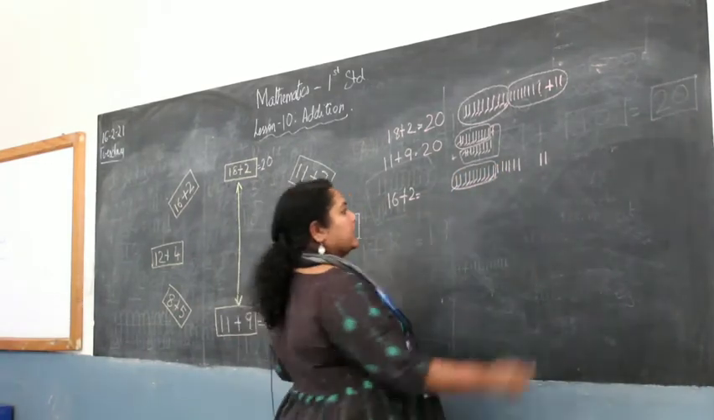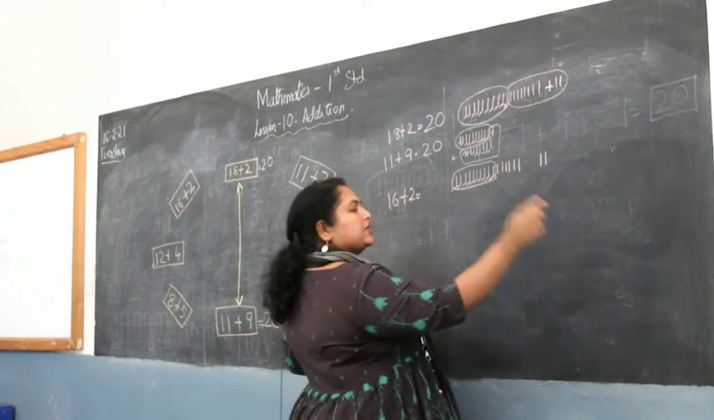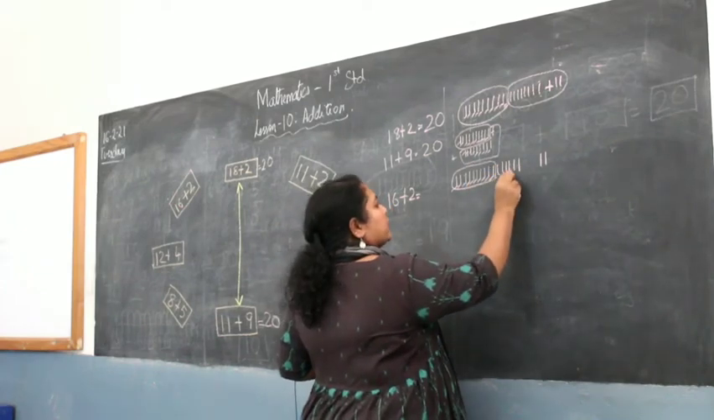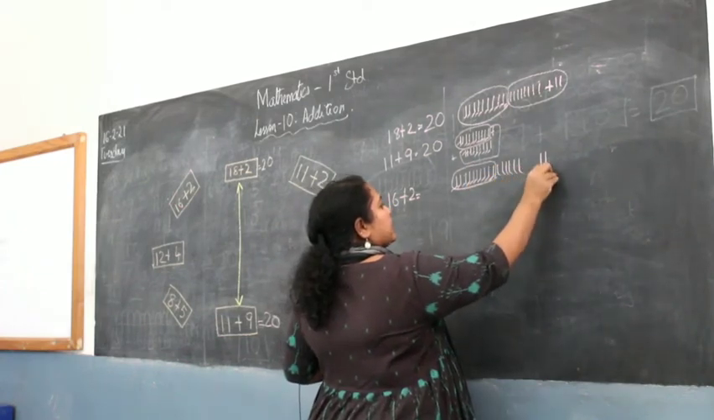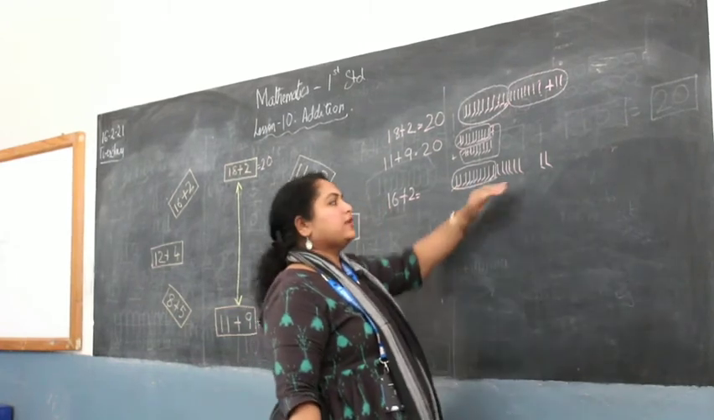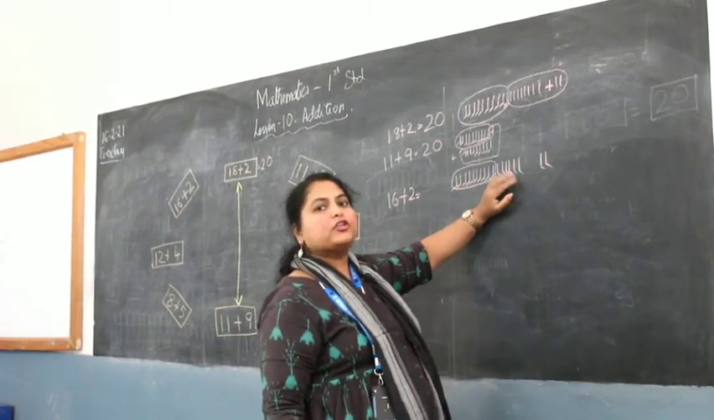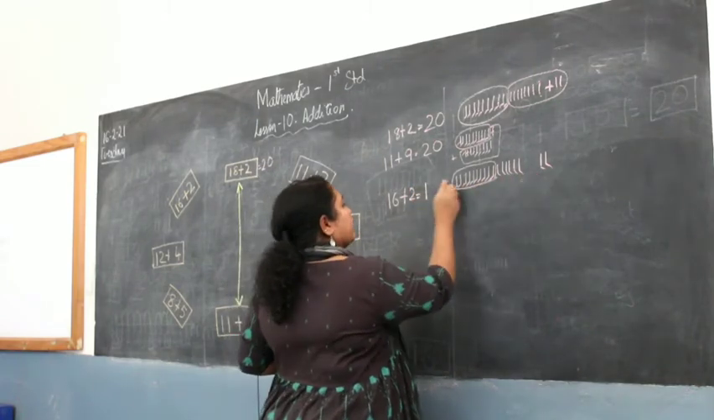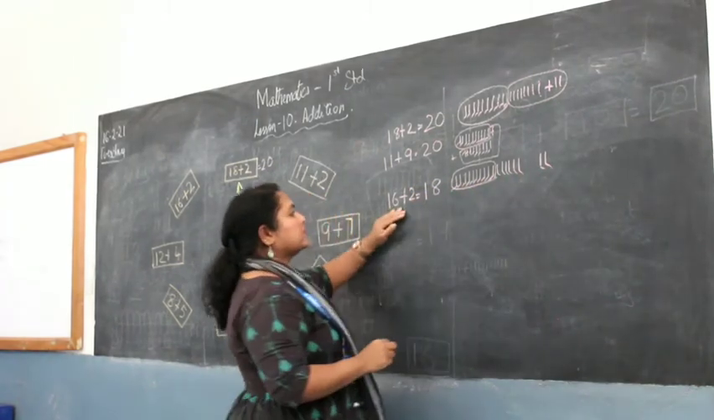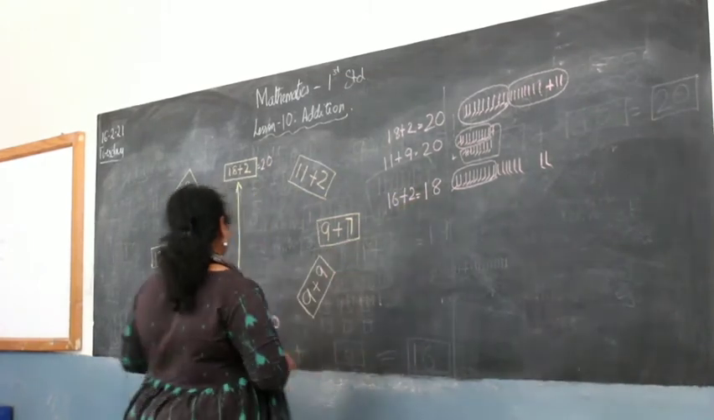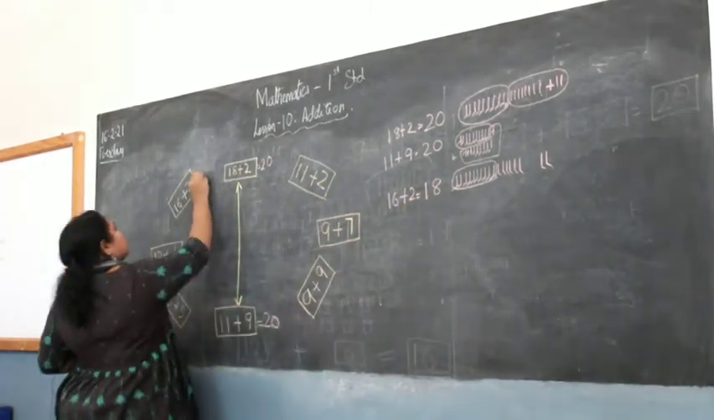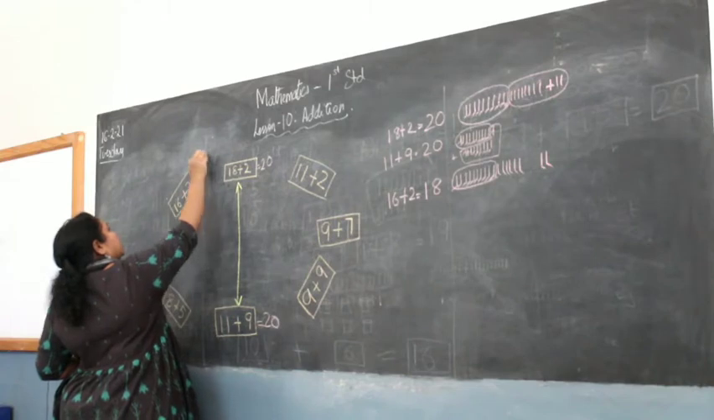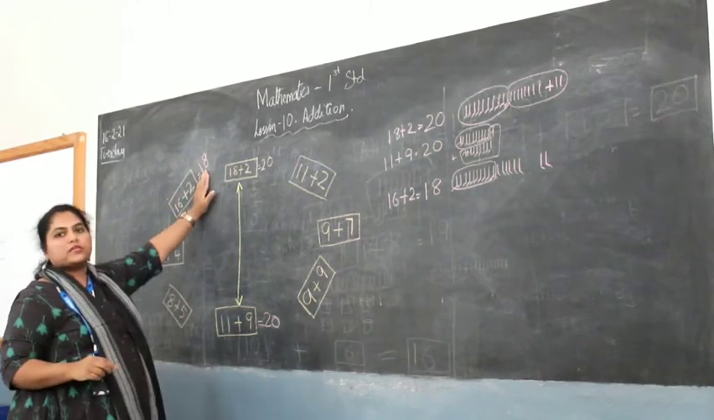One set of 10. Let's count the remaining sticks. 1, 2, 3, 4, 5, 6, 7, 8. So we have 8 sticks which are left. Those are called units. So one 10 and 8 units. 16 plus 2 is 18. So let's write the answer here. One 10 and 8 units. 16 plus 2 is 18.